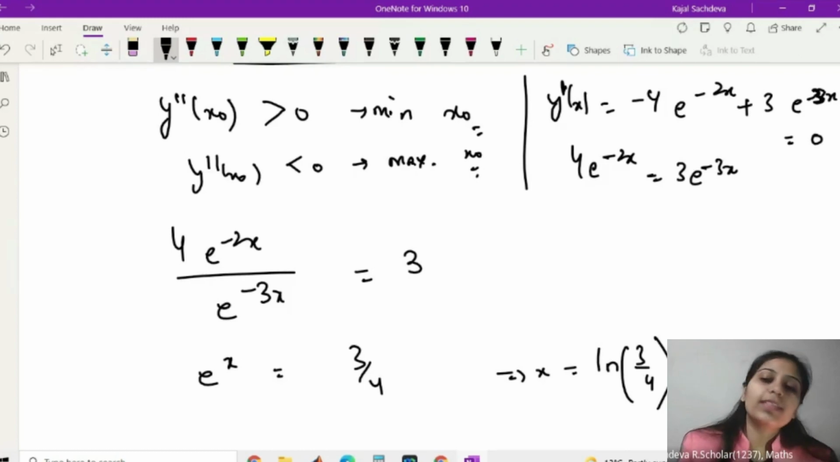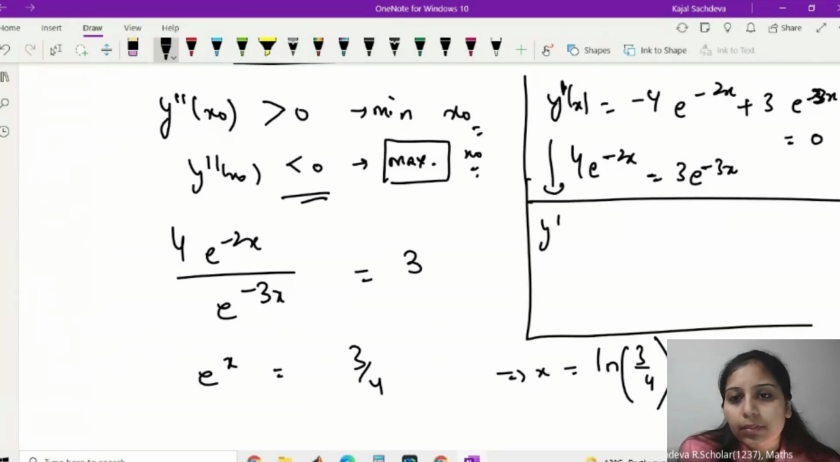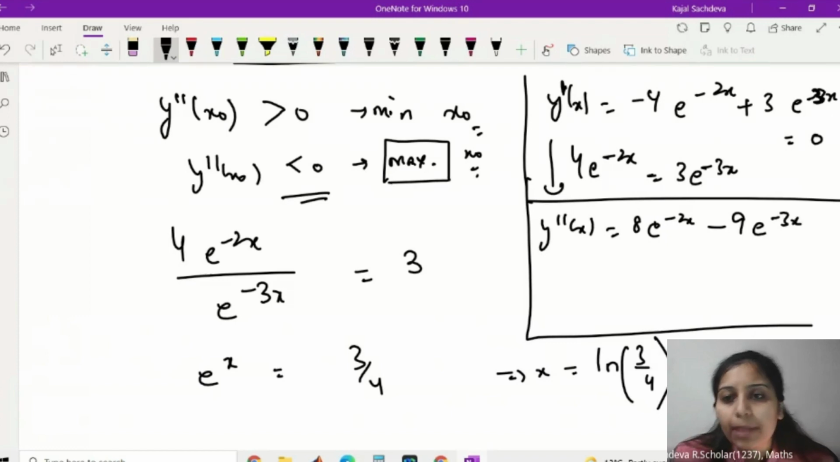And also we will check the second derivative. The second derivative here is positive or negative. If it is negative, then we get the maximum value. So just apply the second derivative here. Y double dash x is 8 e raised to power minus 2x minus 9 e raised to power minus 3x. Just put this point here.